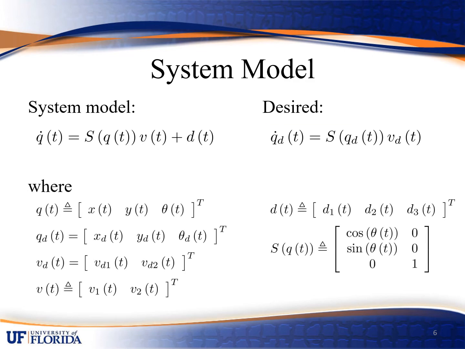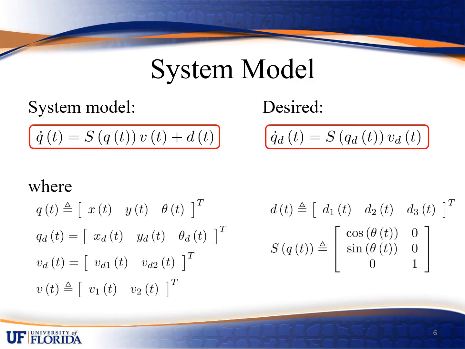This is a kinematic model for a unicycle with an exogenous disturbance. x and y denote the linear or planar position. Theta denotes the orientation of the nonholonomic vehicle. v1 is the linear velocity and v2 is the angular velocity of the agent. d represents the exogenous disturbances. q_d and v_d represent the corresponding desired state and velocity.